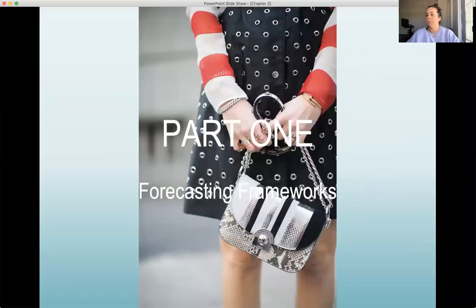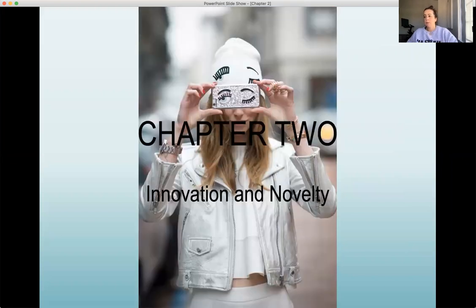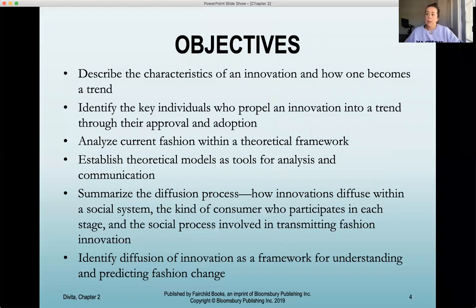Okay, so chapter 2 is part of part 1, forecasting frameworks. Chapter 2 specifically is on innovation and novelty. A couple of objectives for this chapter. After you read the chapter, you should be able to answer or identify all of these objectives. The first one is describing the characteristics of an innovation and how one becomes a trend. Second is identifying the key individuals who propel an innovation into a trend through their approval and adoption.